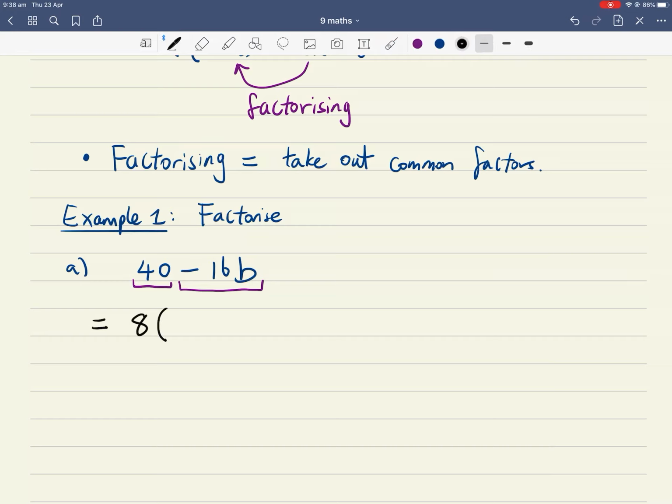So you go 8 and brackets. Okay, so we have 2 terms initially, the 40 and the minus 16b. So I expect 2 terms inside my brackets.